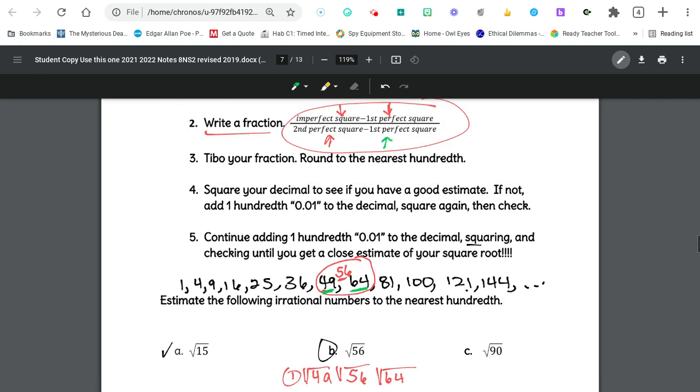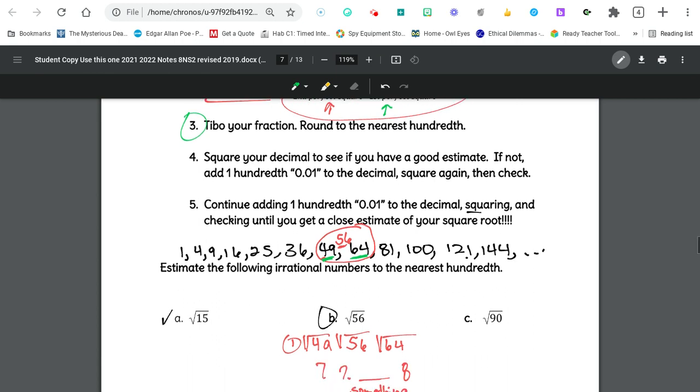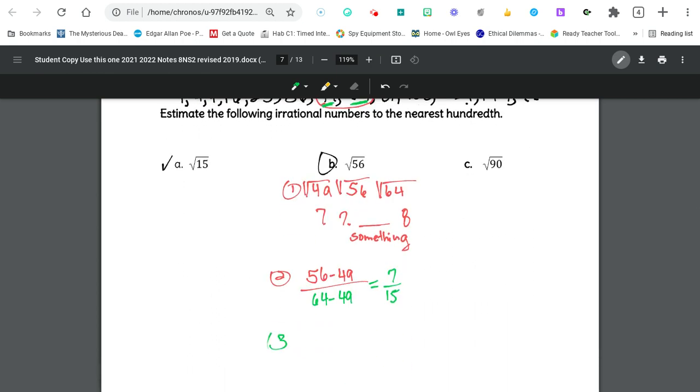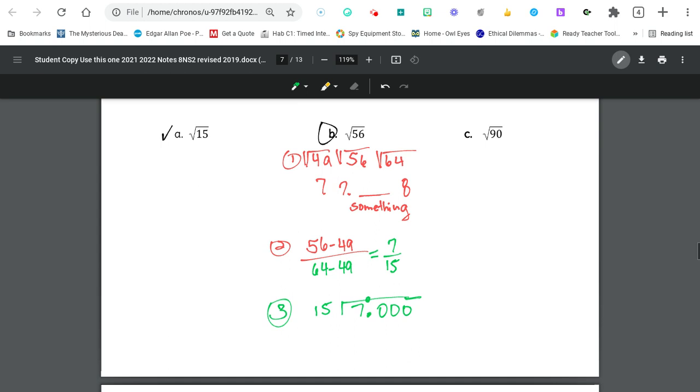Now, after you get your fraction, it says TI-BO your fraction, and round to the nearest hundredth. Now, in the book, if it says round to the nearest tenth, instead of adding 3 zeros, you just need to add 2, and that'll help you round to the nearest tenth. So I'm going to TI-BO 7/15. Now, had it said round to the nearest tenth, I only would have put 2 zeros, because the number in the hundredths place would tell the number in the tenths place what to do. But since it says round to the nearest hundredth, I'm going to add 3 zeros. So the number in the thousandths place can tell the number in the hundredths place what to do.